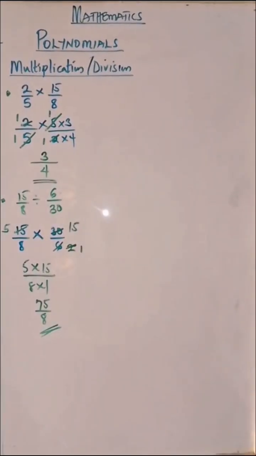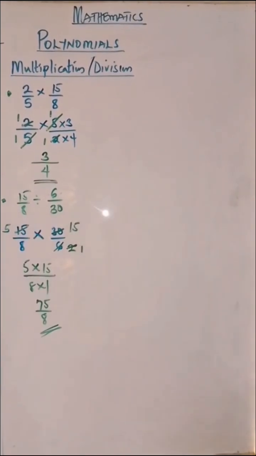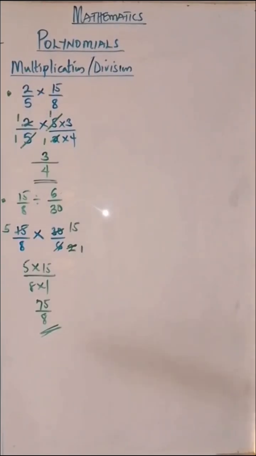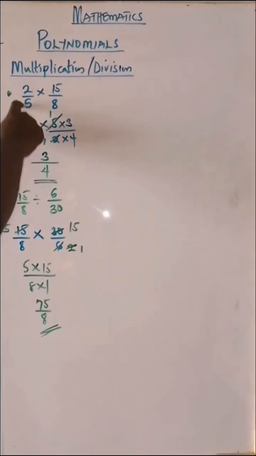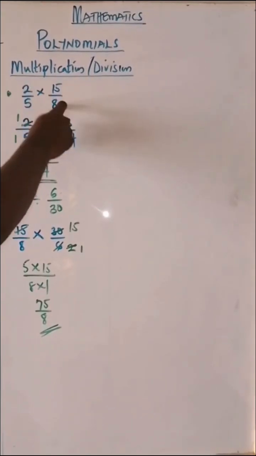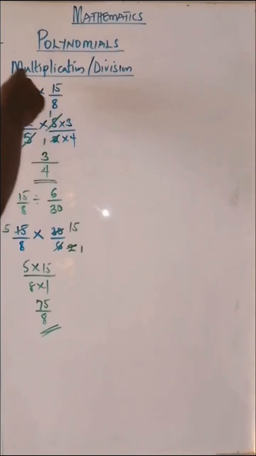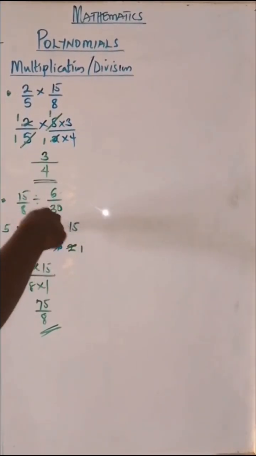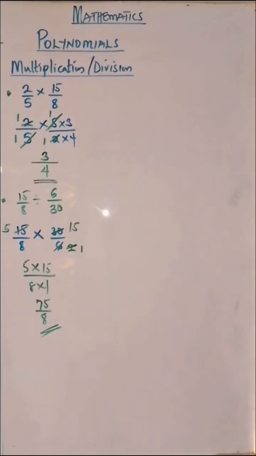So this is the main idea when you have multiplication and division. We can only divide the numerator and denominator. 5 can divide 15, 5 can divide 2 if they have a common factor. 8 can divide 15 if they have a common factor, 8 can divide 2 if they have a common factor. If it is a division, we turn division to multiplication, and for this one we take the inverse, the reciprocal, of the fraction. Let's now take an example involving polynomial.